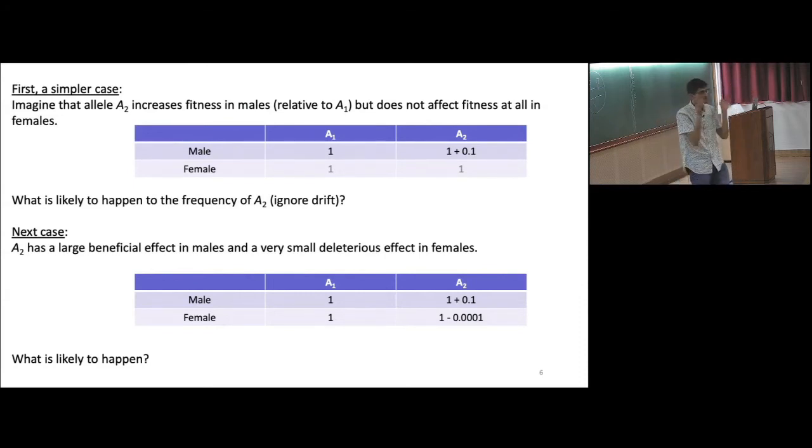So my key point, because I feel like I'm belaboring this, is that people often think that just because there's any opposition, you would maintain a polymorphism. That isn't true.